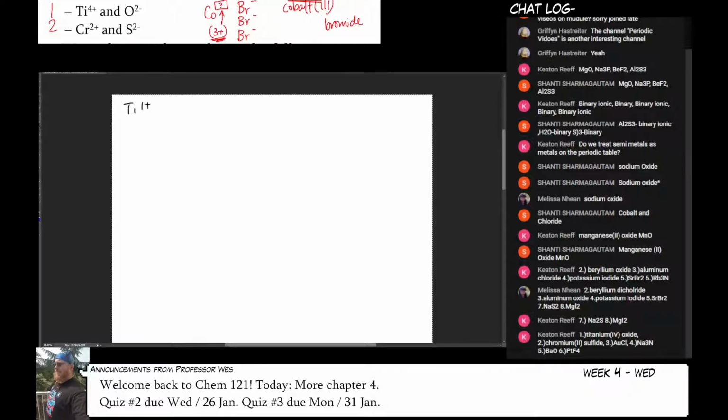Ti4+ and O2-. And I need another O2- to balance out the charges here. And then I need to name it. So this is titanium 4, and then this is oxide.